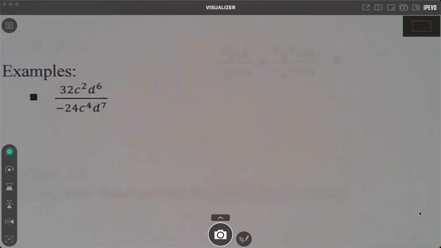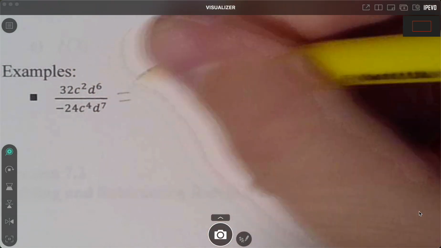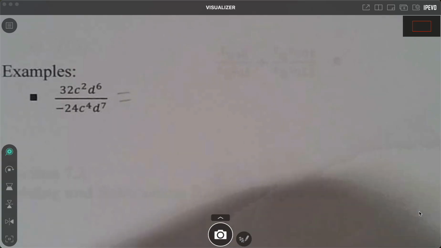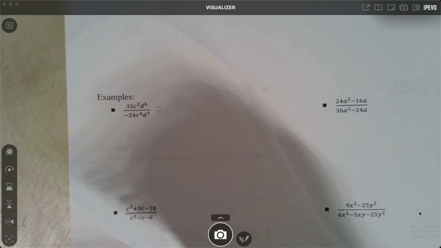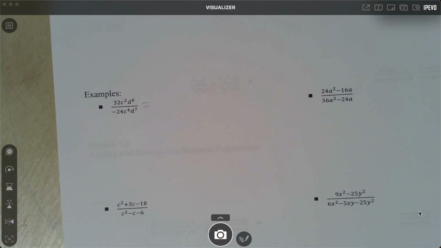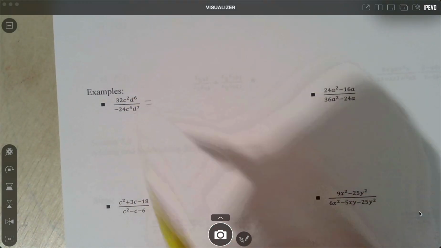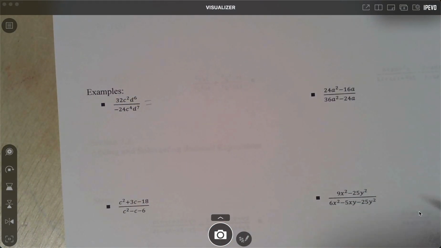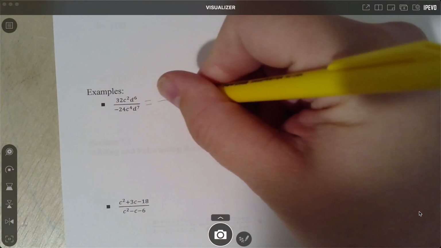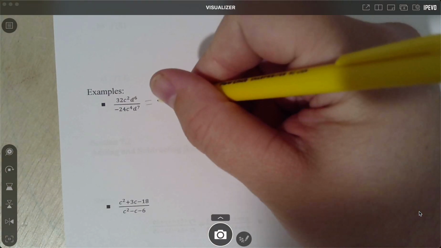Okay, so for the first example, we've got 32c squared d to the 6th over negative 24c to the 4th d to the 7th. And really, in this one, it's going to be a little different than what we deal with. Sorry, I'm going to zoom back out just because it looks a little cleaner. Anyways, it's going to be a little different because we only have one term over one term. That's different than everything else you see on the page. So what do we do when it's one term over one term? Well, we really just reduce.